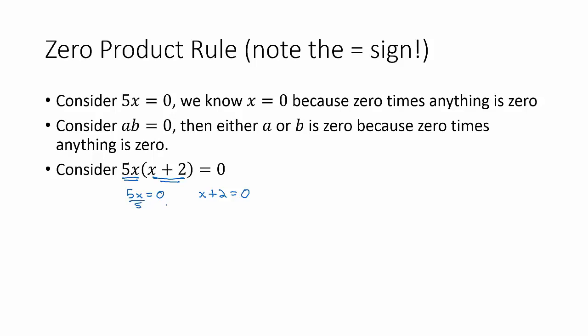The first equation solves quickly by dividing both sides by 5. x equals 0. Or the second equation solves quickly by subtracting 2 from both sides. x equals negative 2. Two possible solutions for x in this equation. Both of them are correct. In fact, you need both answers. x equals 0 or negative 2.